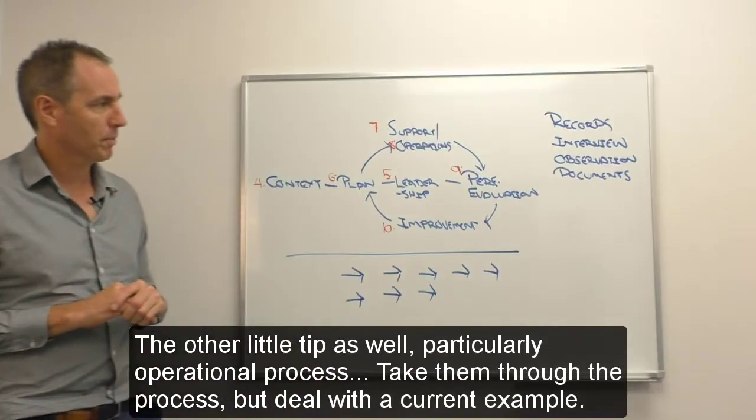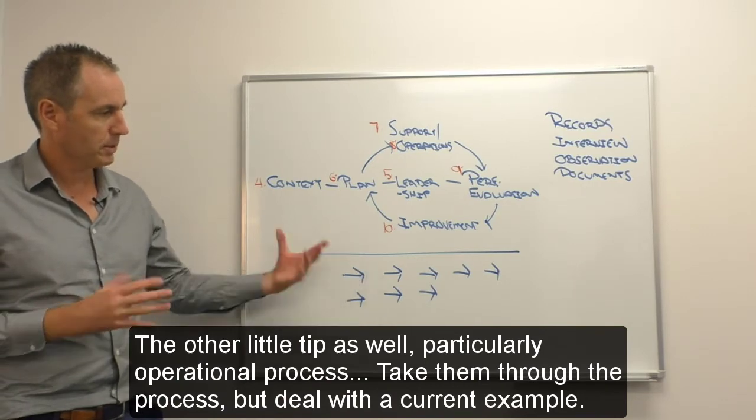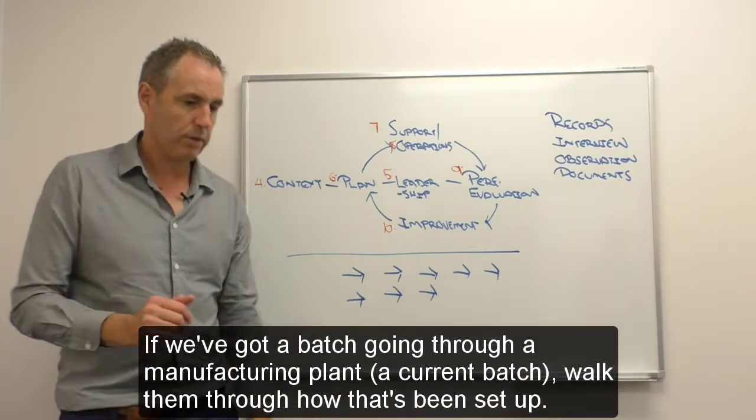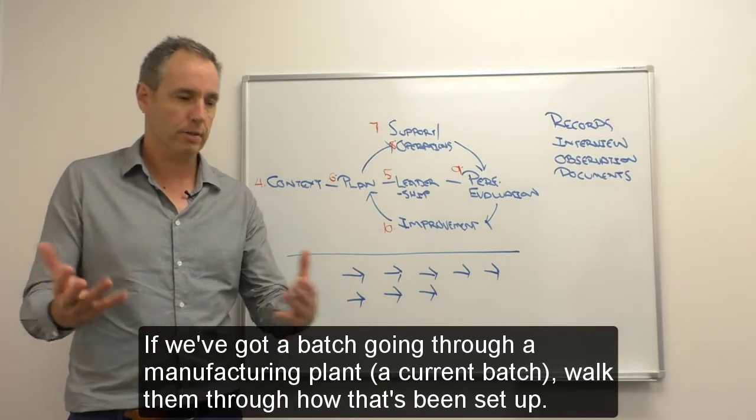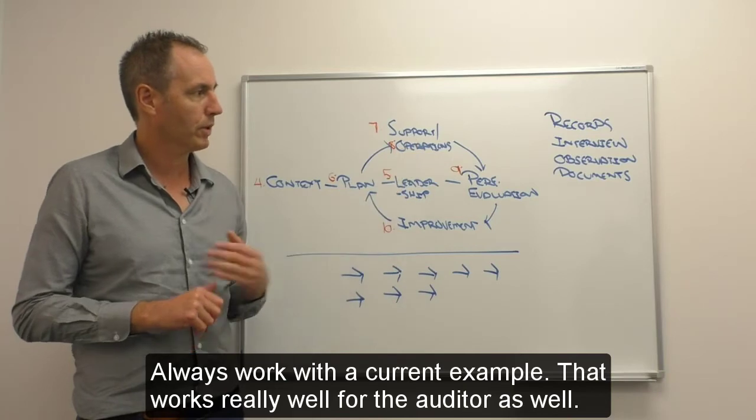The other little tip as well, particularly for operational processes: take them through the process, but deal with a current example. If we've got a batch going through a manufacturing plant, a current batch, walk them through how that's been set up. Always work with a current example. That works really well for the auditor as well.